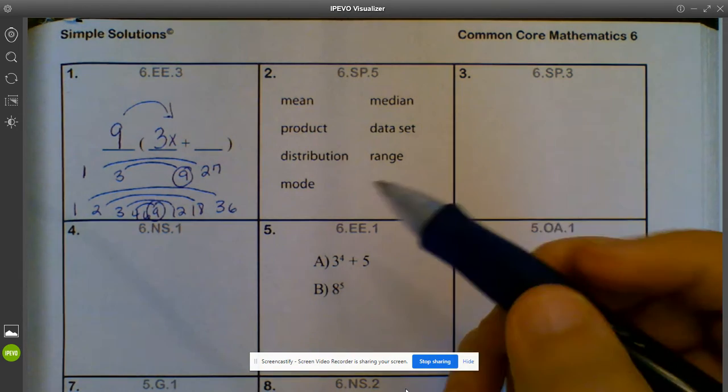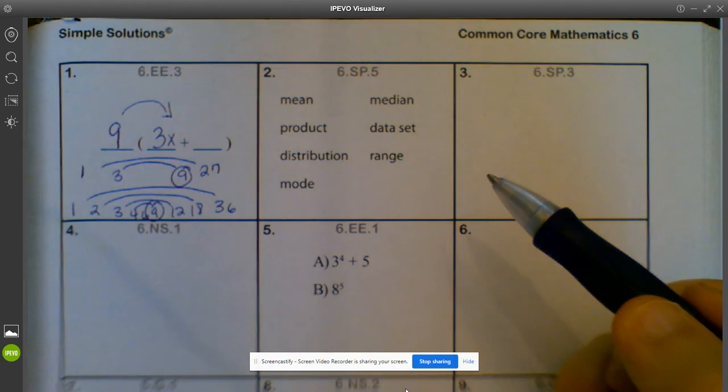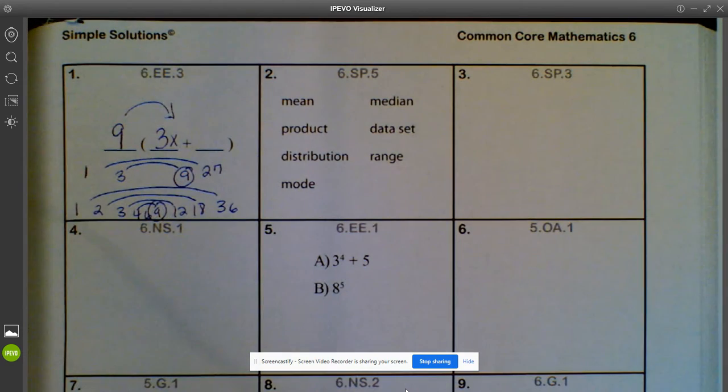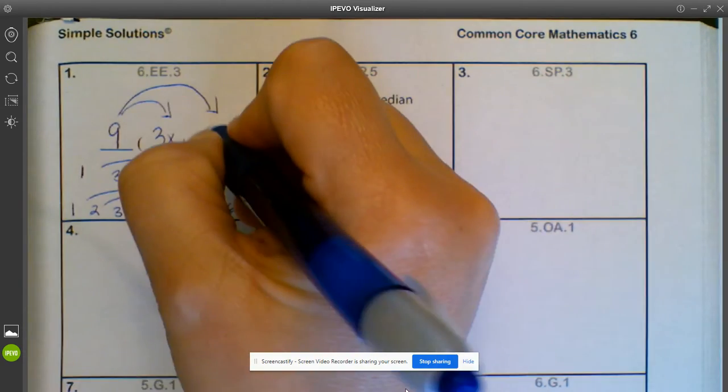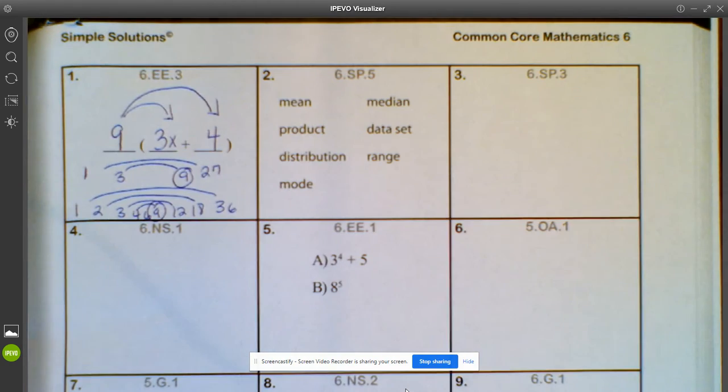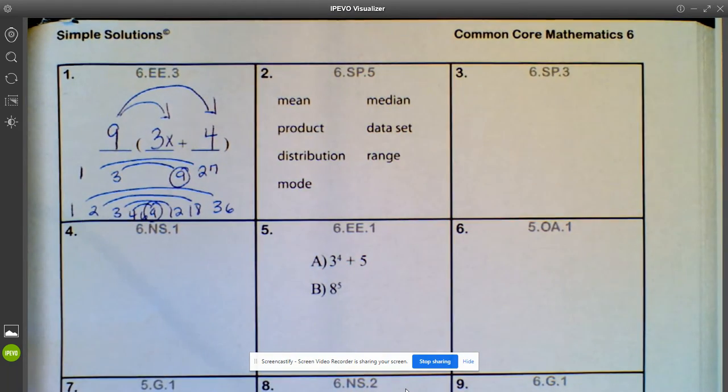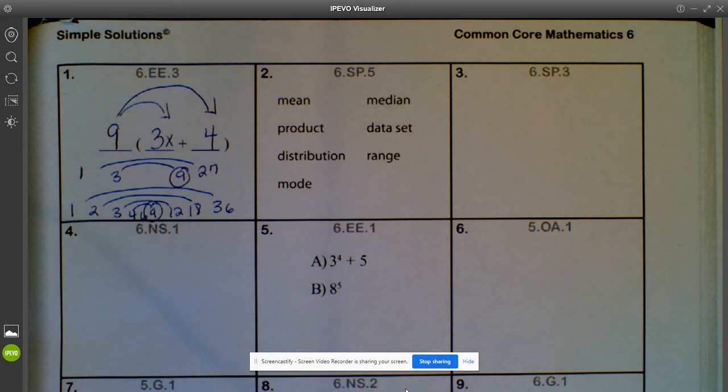And then 9 times what would get me to 36? And that would be 9 times 4. So that is how you would write 27x plus 36 using the distributive property. Number 2 says, choose the names of 3 measures of center.